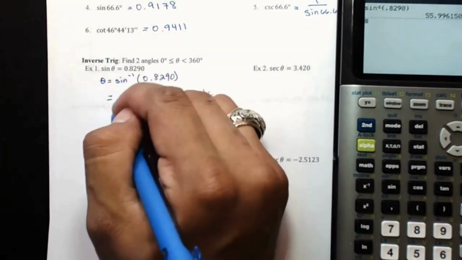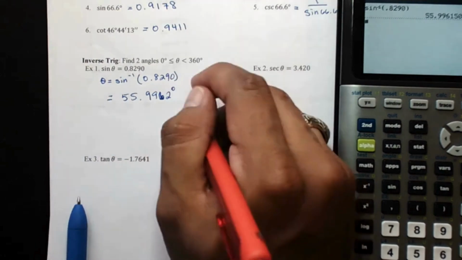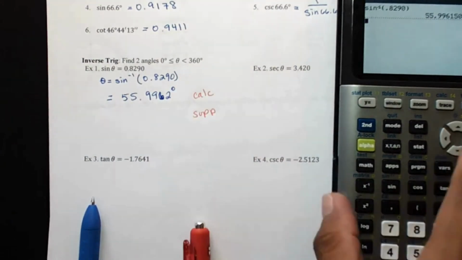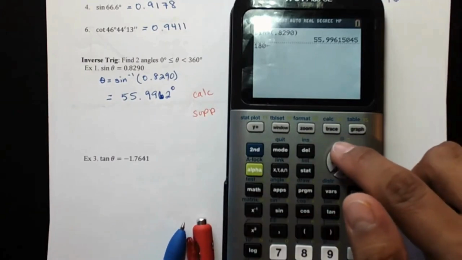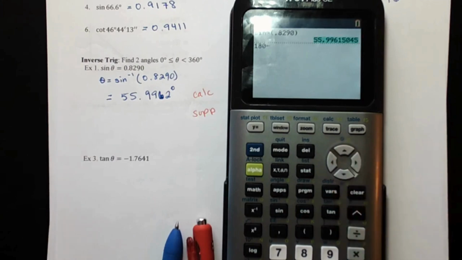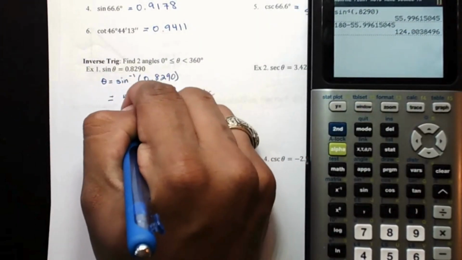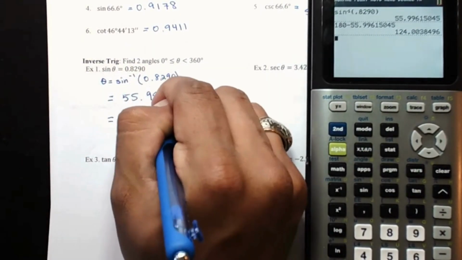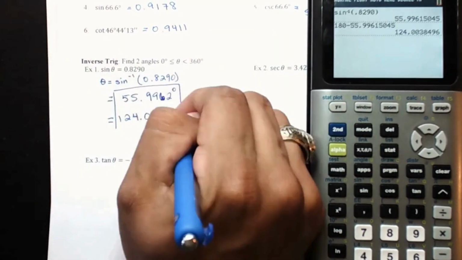Now, in order to find the second angle given this one, we need to find its supplement. So to figure out its supplement, we do 180 minus, and try not to use the rounded value. That's going to be something very important later on, but you always want to use as many decimal places as possible. So we're going to go up and copy what we just got from our answer and figure out our second angle. So 124.0038 degrees. So those are our 2 answers.